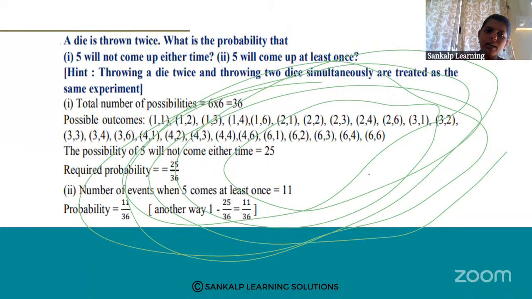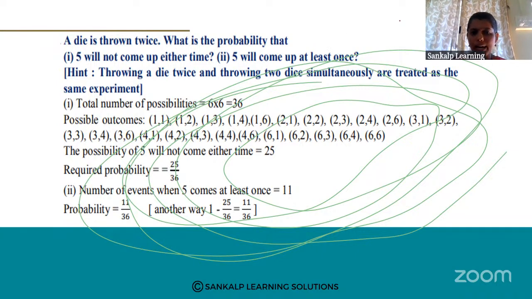Okay, let us do this. A die is thrown twice. What is the probability that 5 will not come up either time? 5 will come up at least once. Okay, 5 will not come up either time. 5 will come at least once.